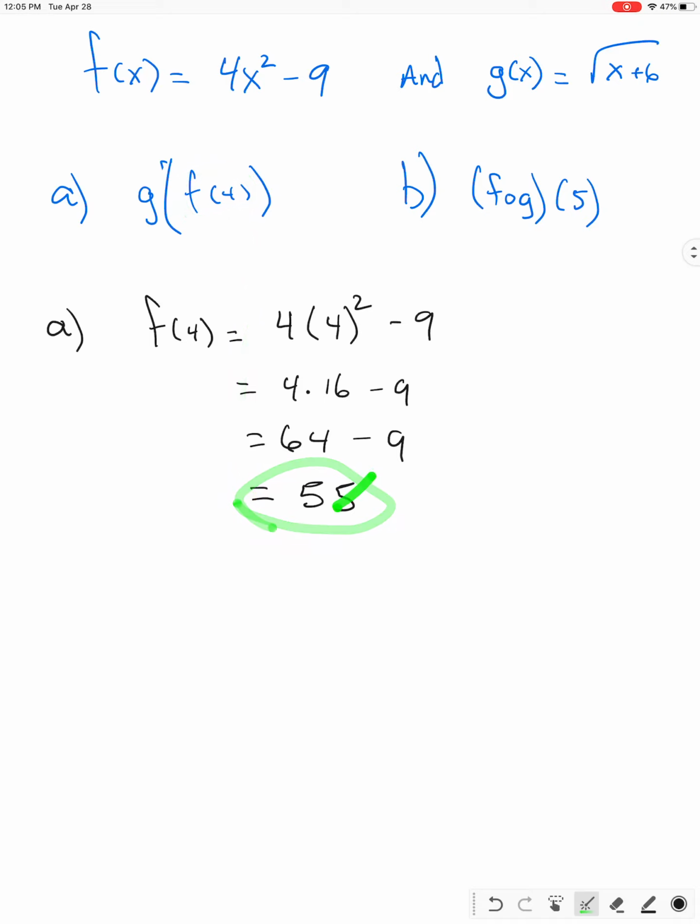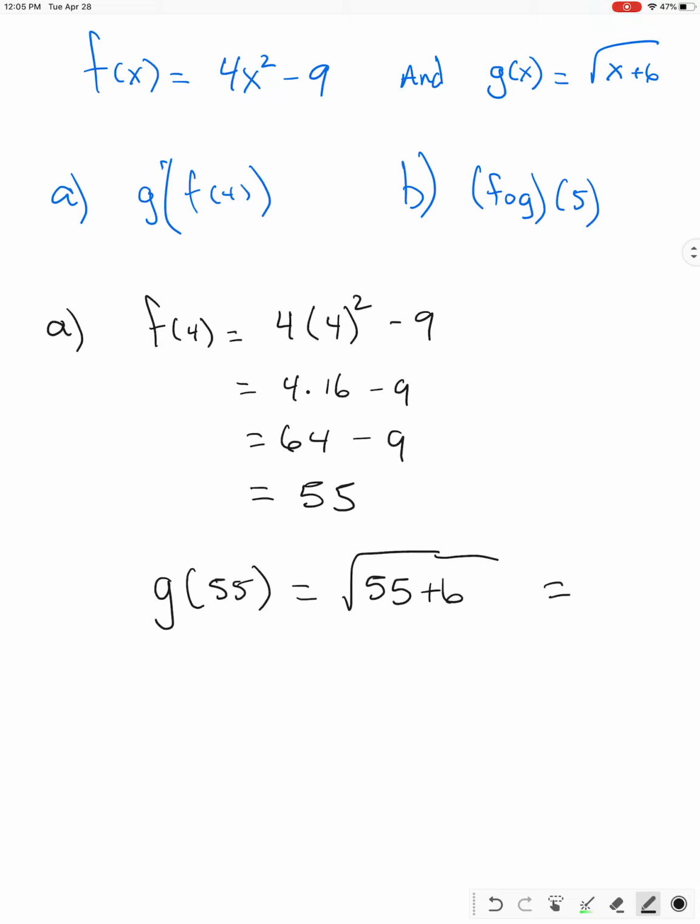So f of 4 equals 55, and I need to put 55 inside of g wherever I see x. So then I have g of 55. That's equal to the root of 55 plus 6. 55 plus 6 is equal to 61. And I don't think 61 simplifies nicely, so I'll just leave it at that. So the answer for part A is the root of 61. Now let's look at part B.